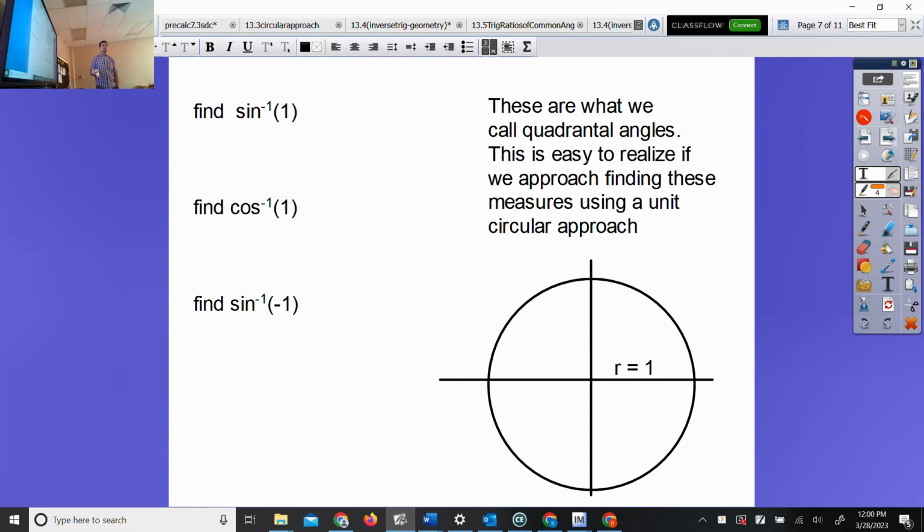This is quadrantal angles. Your calculator can do some of this, and it will actually get it right about 2/3 of the time. Why don't you go ahead and press buttons in your calculator to see what the arc sine of 1 is. 90 degrees. It better be 90 degrees. Anybody know why?